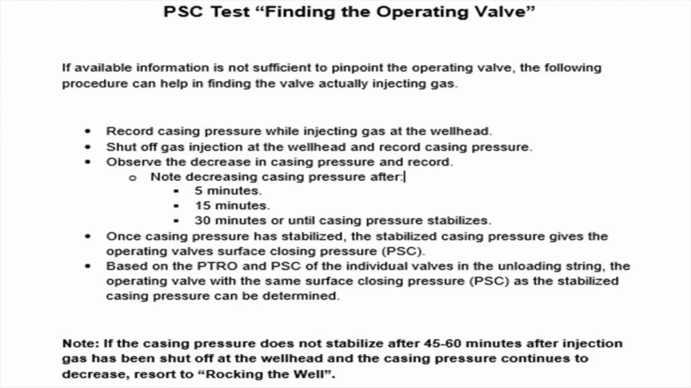It should stop at a given or a known casing pressure, and that known casing pressure tells us how the system's operating. If it's operating too high, if it's operating too low, or if it's operating with any other type of restraints, typically in the tubing.